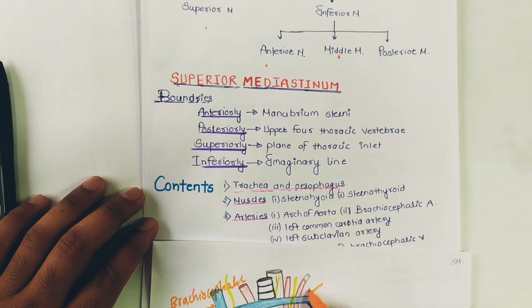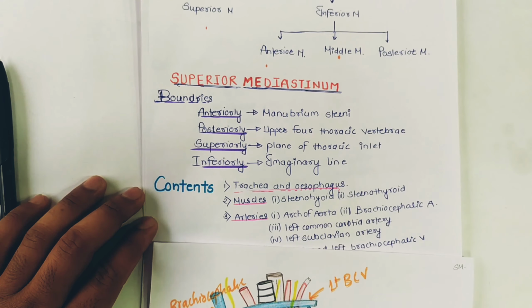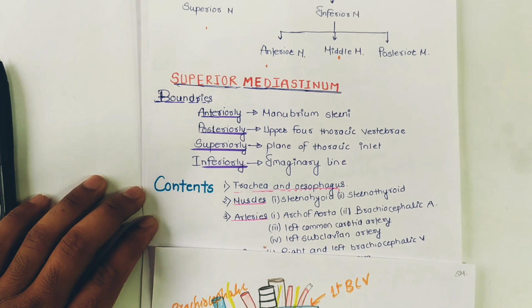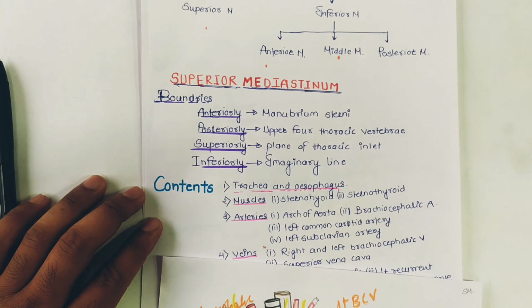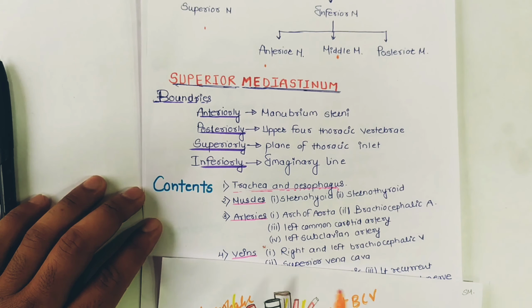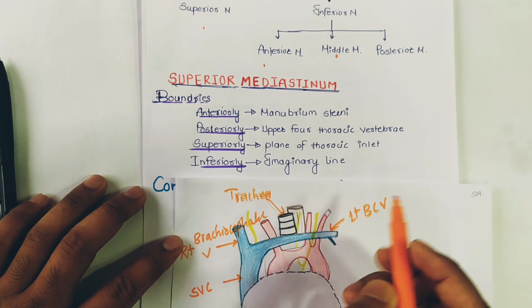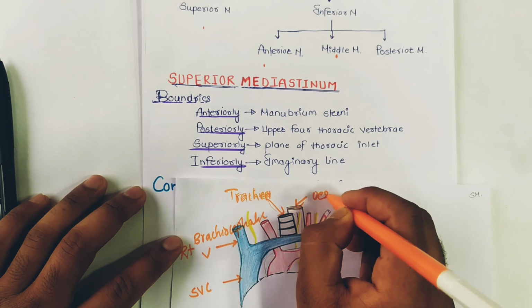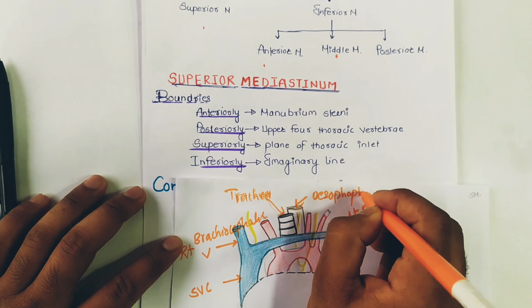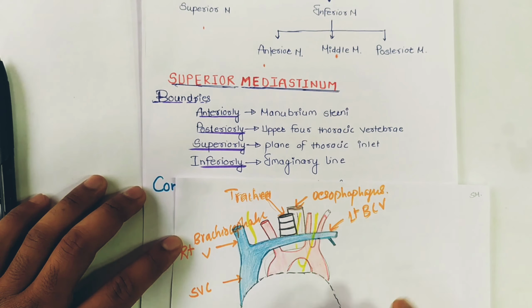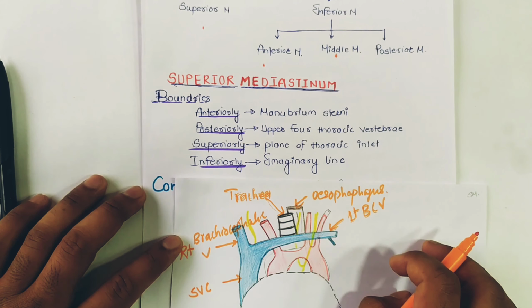This one goes to the left brachiocephalic vein, है ना. So this one is the arch of aorta. Arch of aorta के 3 branches कौन कौन से हैं आपको पता होगा. This is brachiocephalic artery, this one the left common carotid artery and this is left subclavian artery, है ना. So this one is the trachea, this one is the esophagus. So these are the contents of the superior mediastinum.